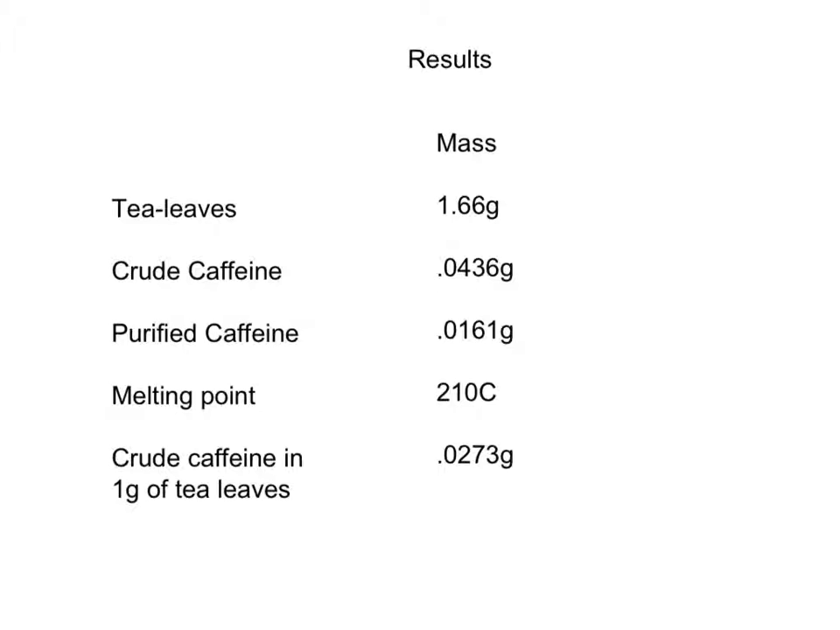Here we have our results table. The amount of tea leaves that were used was 1.66 grams. From that, we were able to retrieve 0.0436 grams of crude caffeine. From sublimation, the amount of purified caffeine retrieved was 0.0161 grams. The melting point of that was 210 degrees Celsius. Calculations were done, and it was determined that for every 1 gram of those tea leaves, 0.0273 grams of crude caffeine could be extracted.